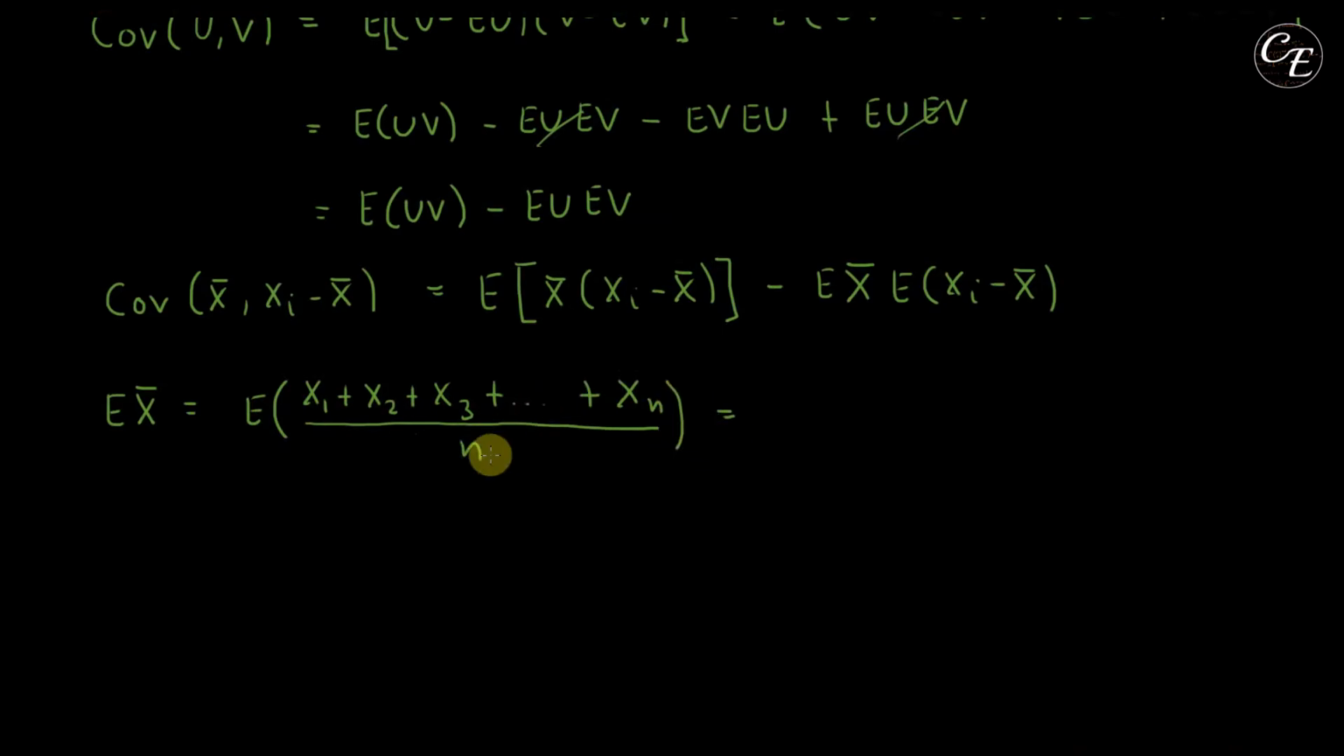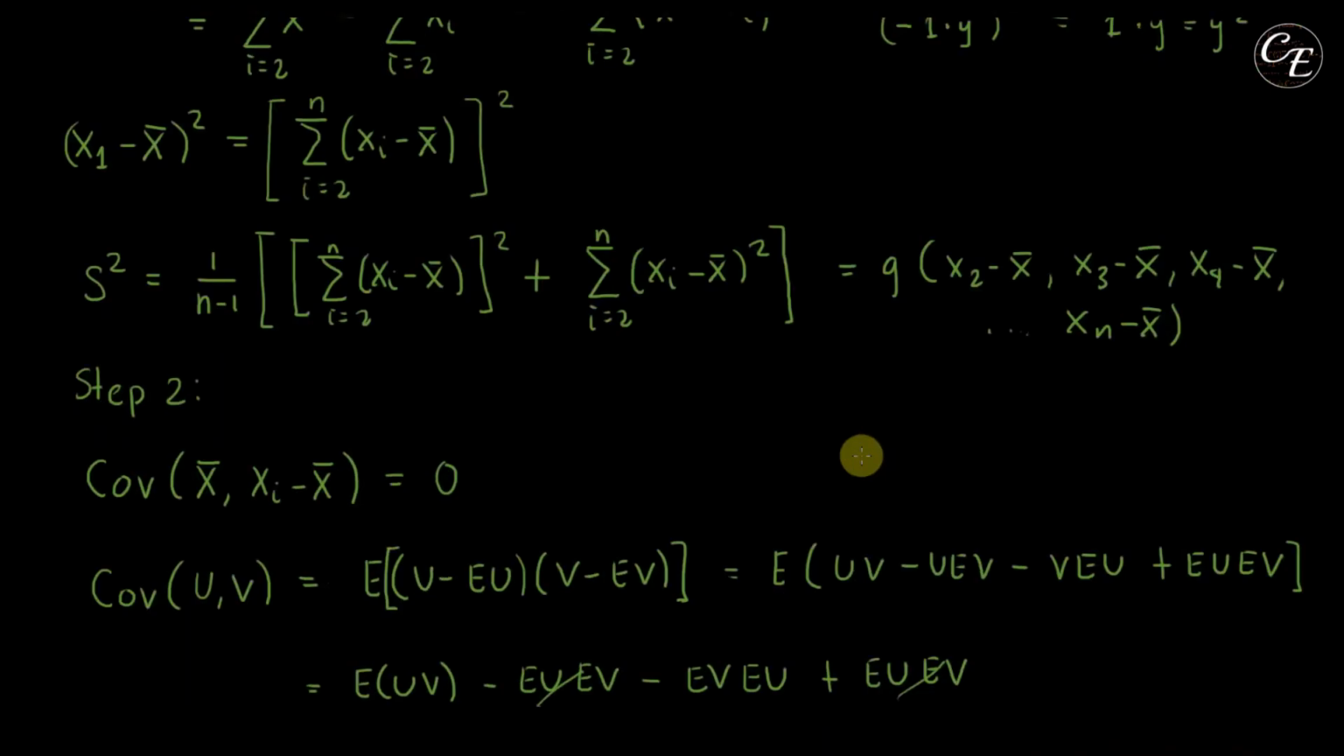Then it is equal to, we can put this 1 over n outside of this expectation. We can distribute this expectation for each term in here, so we have expectation of x sub 1 plus expectation of x sub 2 plus expectation of x sub 3 plus etc., until expectation of x sub n. So now what are the values of this?